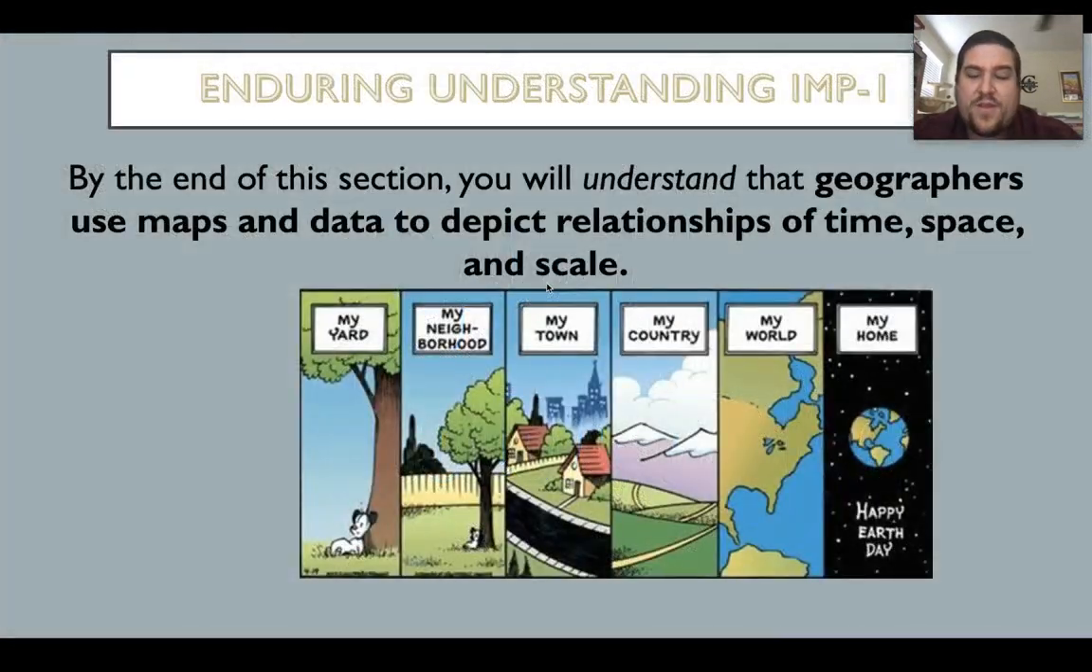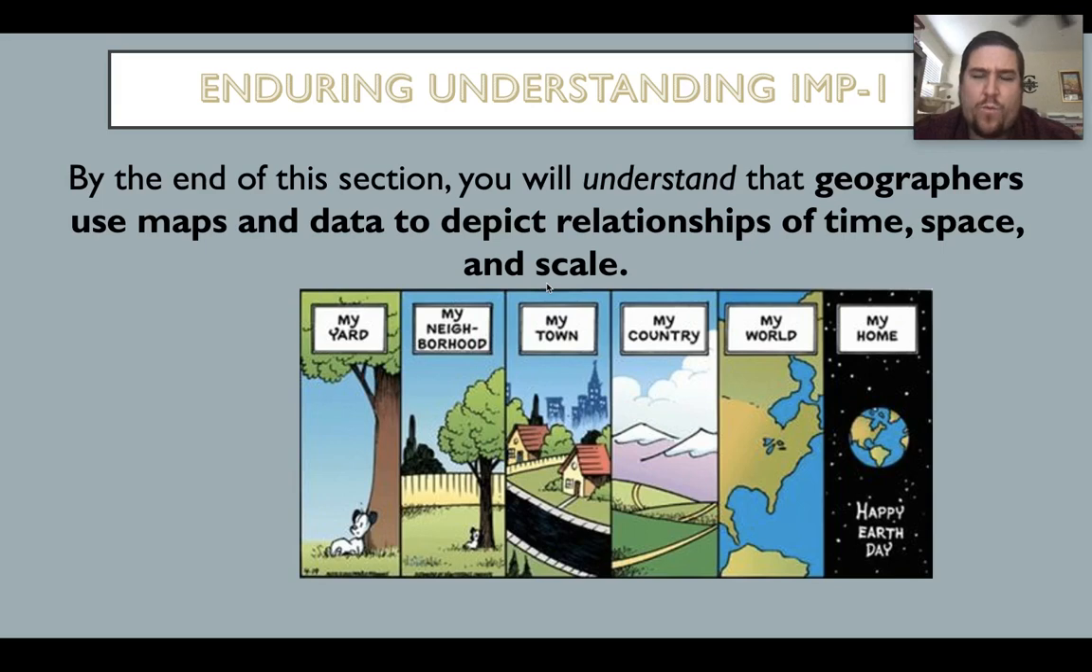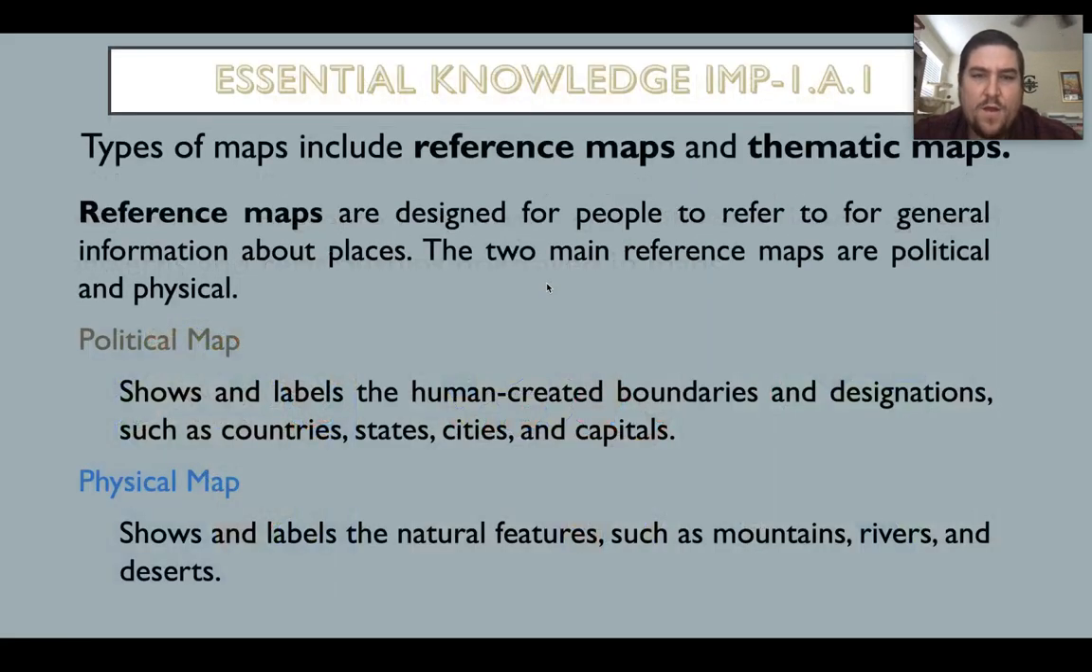So, introduction to maps. We talked about how one of the things we have to understand is why things happen where they happen. So one of the subsections of 1.1 is that you will understand that geographers use maps and data to depict relationships of time, space, and scale. First thing you need to identify is there are 2 types of maps and what we can learn from these maps. First types of maps are reference maps. These are designed to refer to for general information about places.